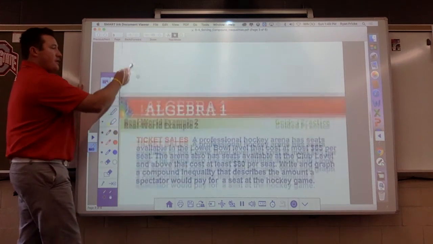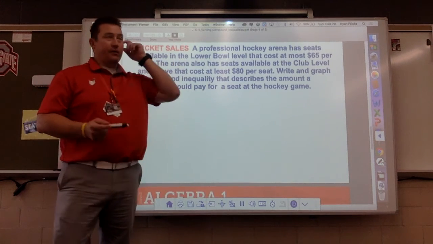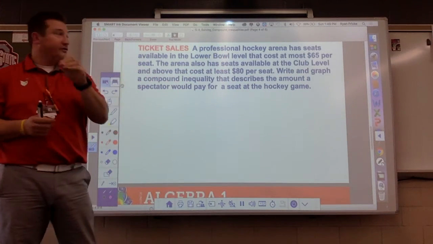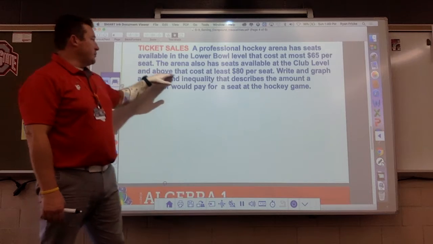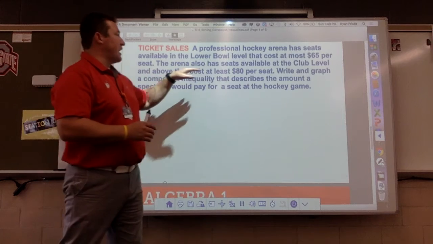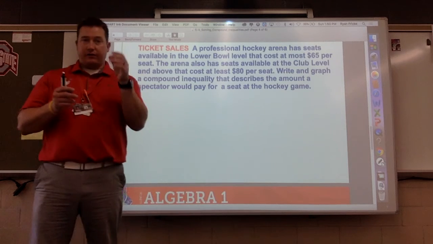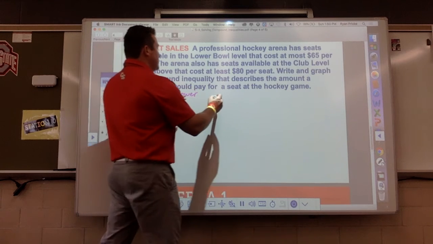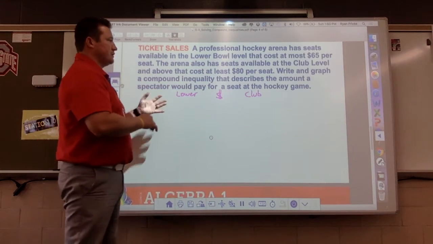Good work, people. A professional hockey arena has seats available in the lower bowl that cost at most $65. Again, at most. The arena also has seats available at the club level and above that cost at least $80. So we're not going to spend any more than $65 if we're at the lower bowl, and then we will spend at least $80 if we're in the other one. So again, lower bowl, club level, cost of ticket. We're comparing all this.